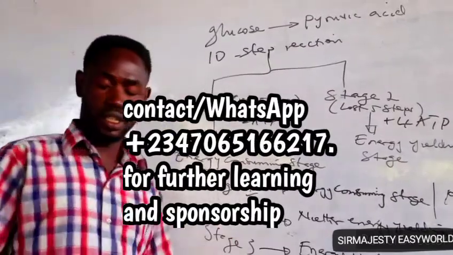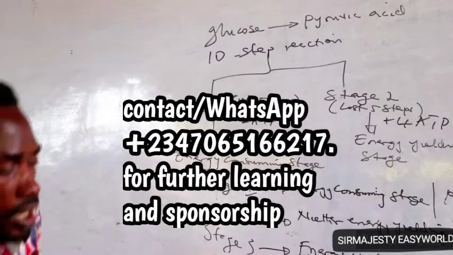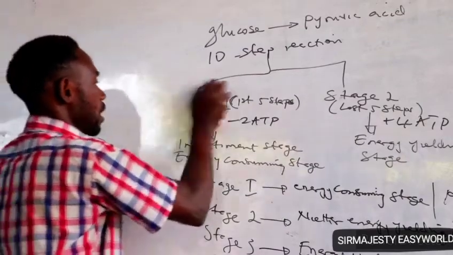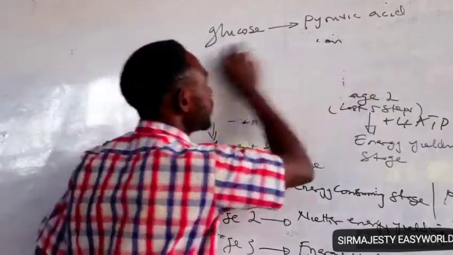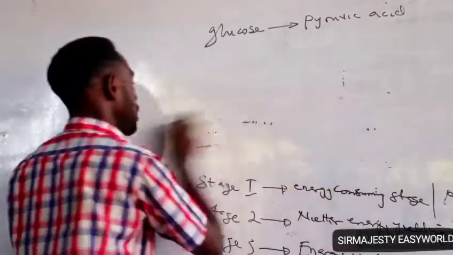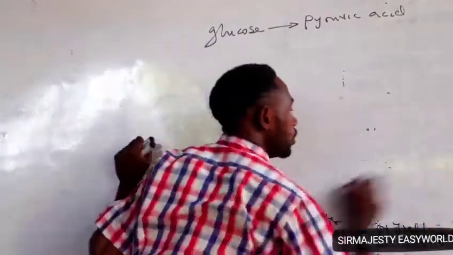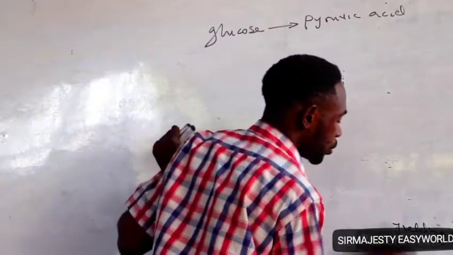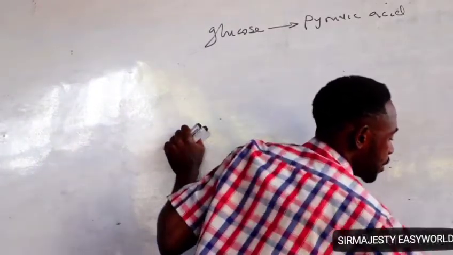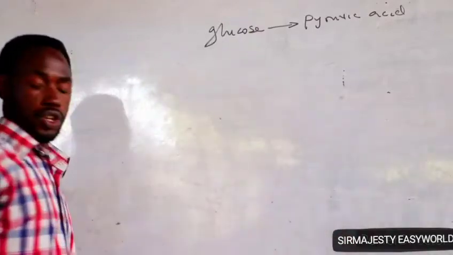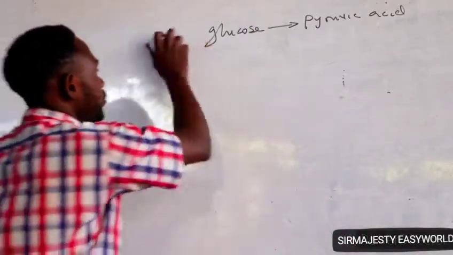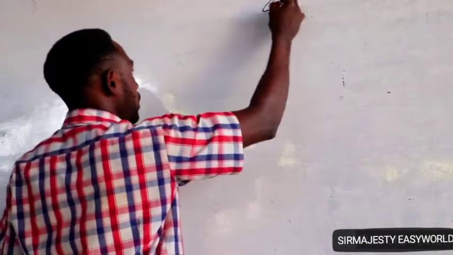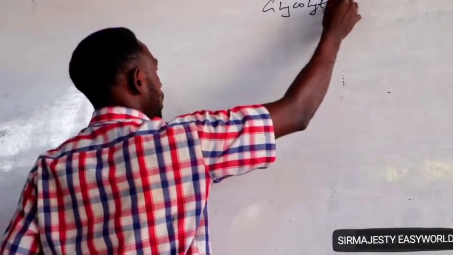Now, let us see this 10-step reaction. I will give you the summary of the 10 steps, then come to details of each step and the enzymes involved. So the summary of the glycolytic pathway. So let's see the pathway, glycolytic pathway.